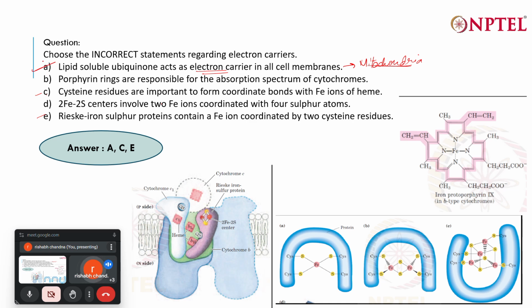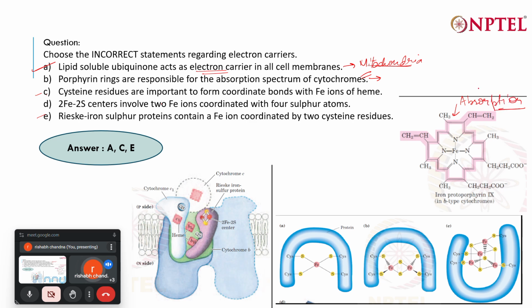Now, porphyrin rings are responsible for the absorption spectrum of cytochromes. Yes, so this is a correct statement, because for example this is an iron porphyrin ring that is present in B type cytochromes. So this ring actually helps in the absorption of light.